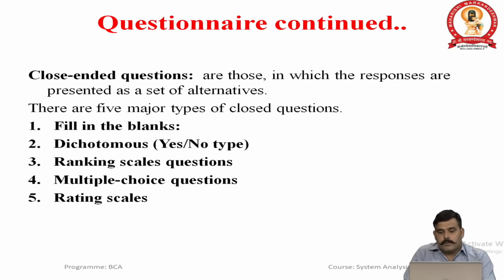Majorly we have 5 types of closed questions, like fill in the blanks, where we have to fill in one word; dichotomous, yes or no type questions; ranking scale questions, like out of 10 how much you want to give on any scale; multiple choice questions, where we have 4 or 6 answers to a question and we have to choose one or more than one answer for a specific question; and rating scales.